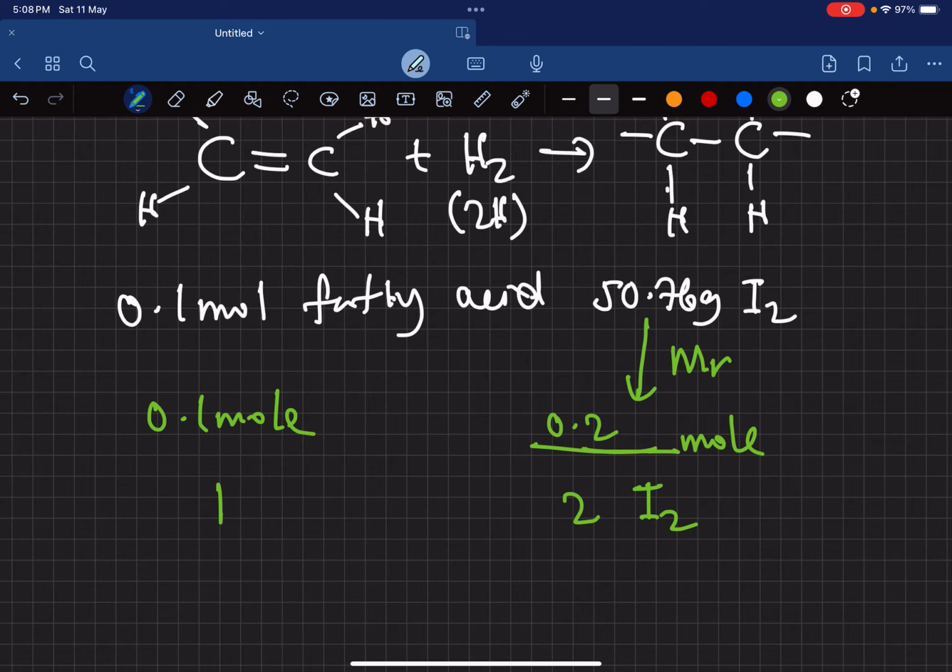That means how many hydrogens are missing? If the ratio is 0.2, how many iodines are missing? Sorry, how many double bonds?